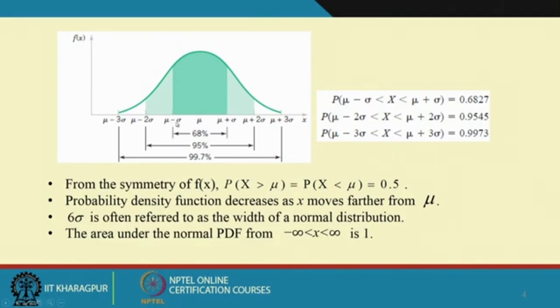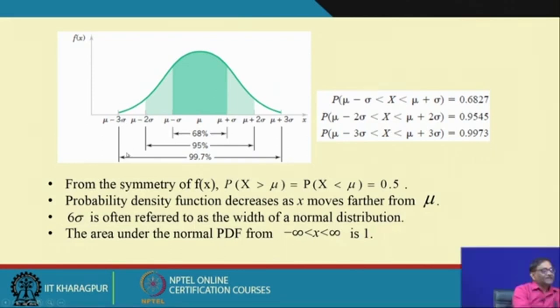One is mu minus sigma to mu plus sigma. This is known as the 1 sigma range, meaning mu minus 1 sigma, mu plus 1 sigma. Second one is mu minus 2 sigma, mu plus 2 sigma, the 2 sigma range. Third one is mu minus 3 sigma, mu plus 3 sigma range. So, effectively, the spread from mu minus sigma to mu plus sigma, although we call it the 1 sigma range, is plus 1 sigma and minus 1 sigma, which is 2 sigma. Then mu plus minus 2 sigma, the range is 4 sigma, and mu plus minus 3 sigma, the range is 6 sigma.